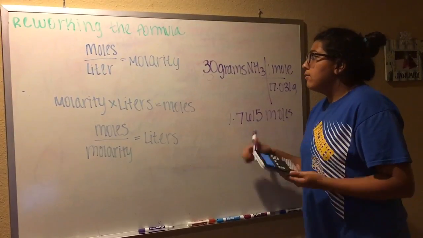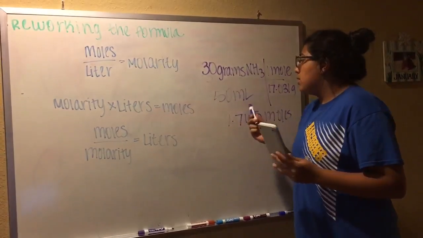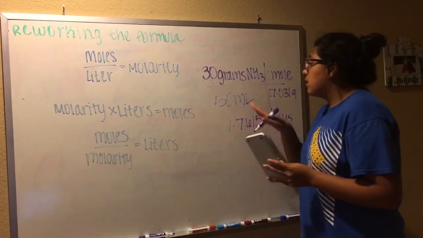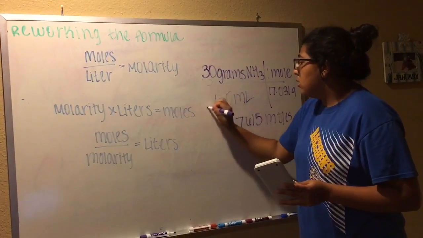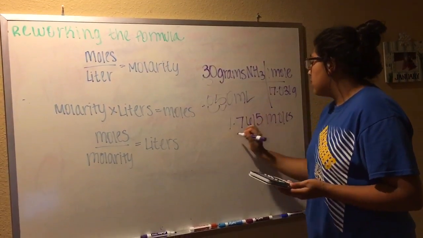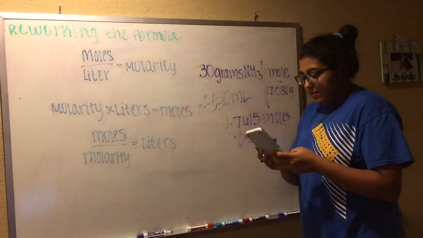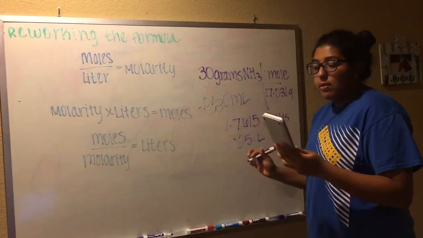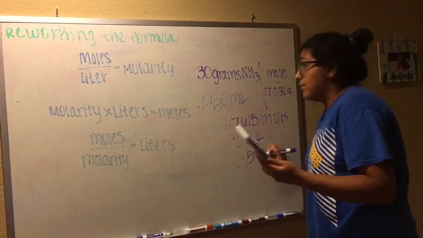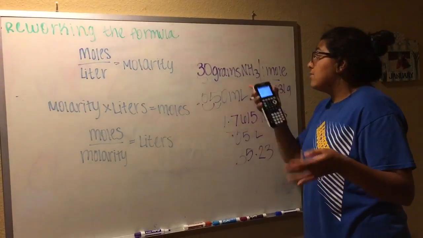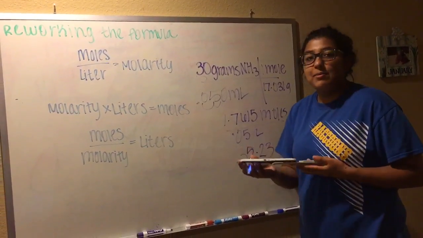And say we have 50 milliliters. Now you want to make sure that you're doing this in liters, so you want to convert your milli to liters. That means moving the decimal over 3 places, so you have 0.05 liters. And then this number divided by 0.05 will give you a molarity of 35.23, which is a really big molarity, but makes sense if you have that much of a substance. So that's how you do a practice molarity problem.